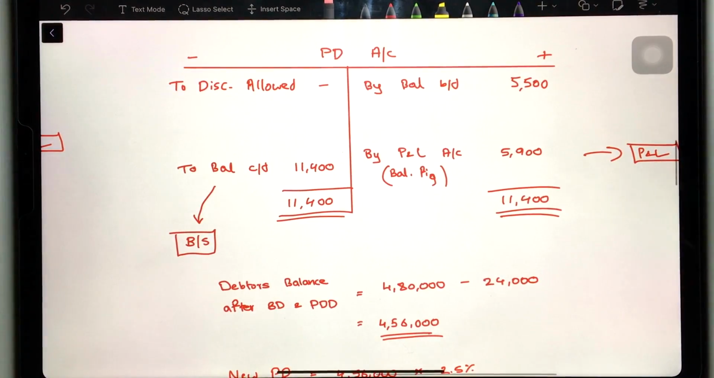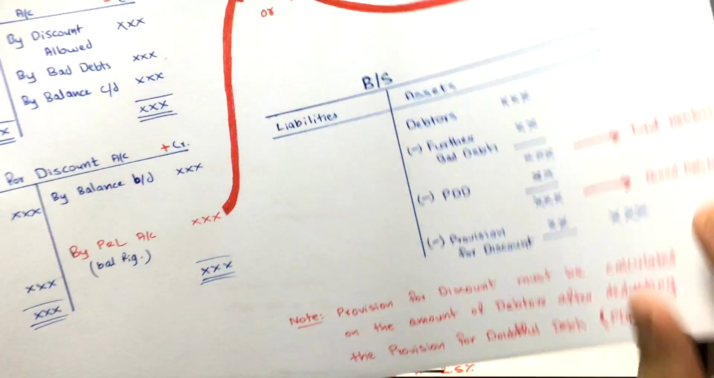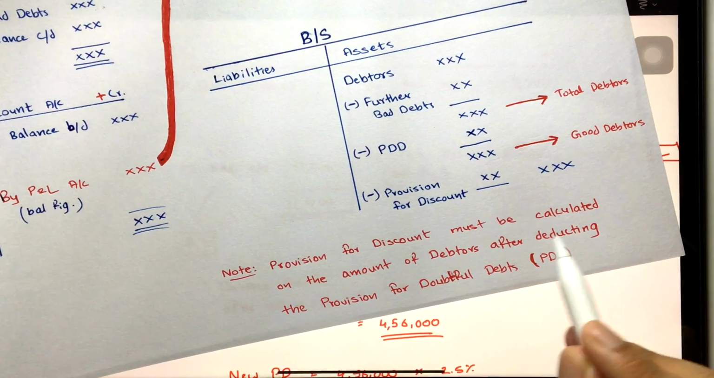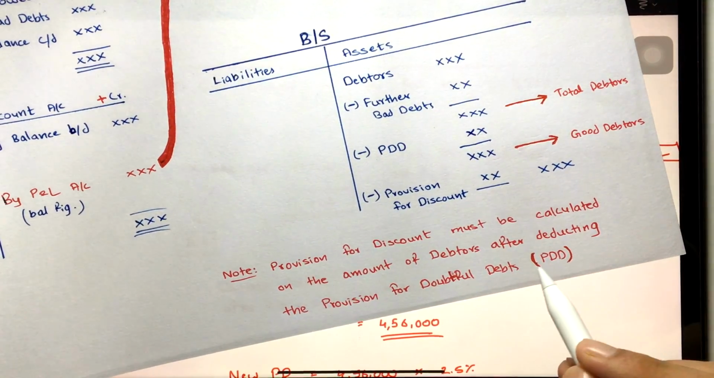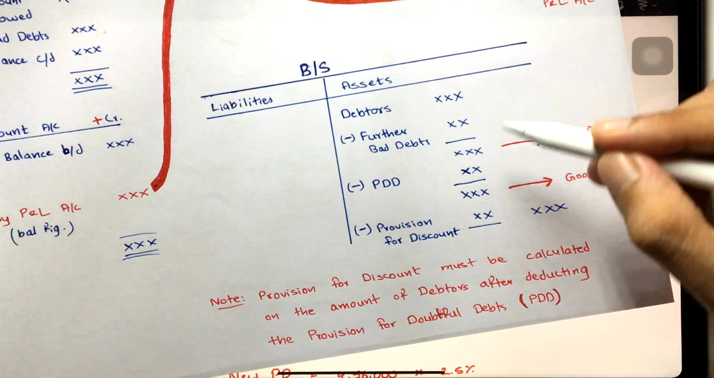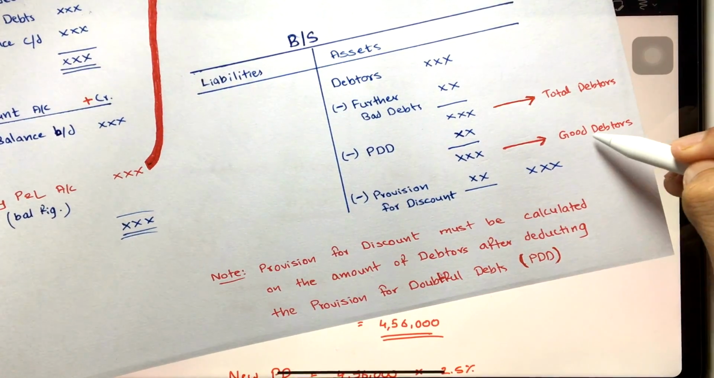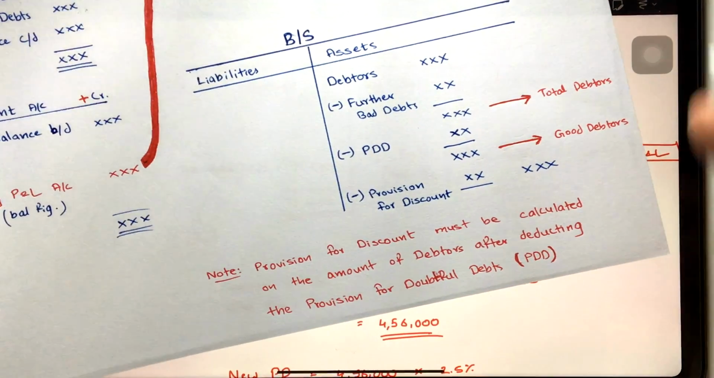You all know the trick, how to calculate the new provision for discount. The new provision for discount must be calculated on the amount of debtors after deducting the provision for doubtful debts, after deducting the further bad debts if there is any, and after deducting the PDD also. On the good debtors only you will have to calculate the provision for discount.